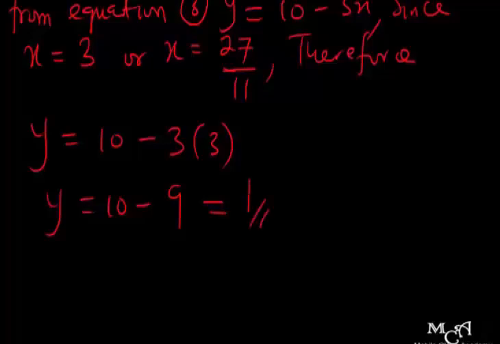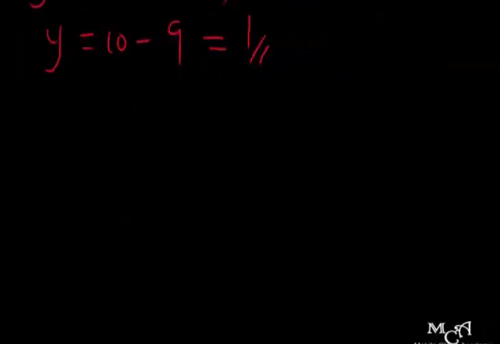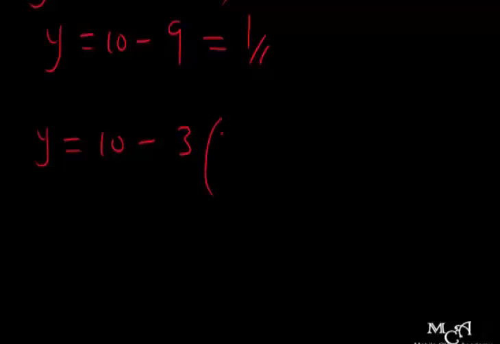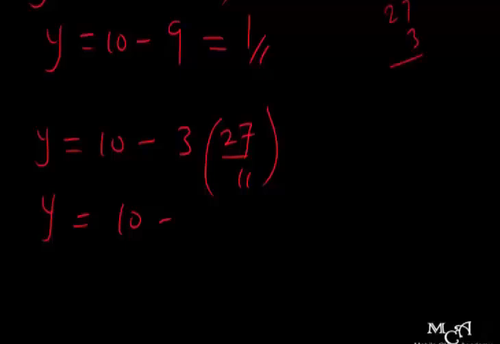Then let us do the second case, when your x is 27 over 11. So you have y equal to 10 minus 3 into 27 over 11. Okay, so that gives me y equal to what? 10 minus, what is 3 times 27? Let's see that. 27 times 3. 3 times 7 is 21. Write down 1, carry 2. 3 times 2 is 6, plus 2 is 8. So that's 81. So that will give you 81 over 11.